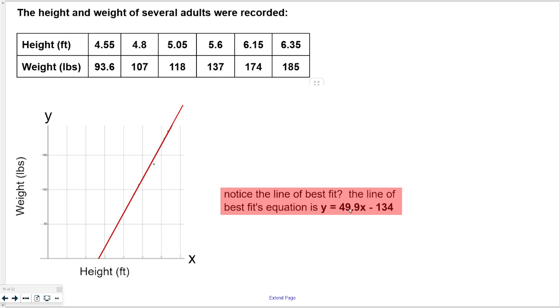So the 49.9x, that's about 50. That means your slope would mean go up 50 and over 1, up 50 and over 1. If we look at this part right here, we can go up about 50 and come over 1 block, there it is, up 50 and over about 1 block. And that's what's happening there. So our slope really is about 50.